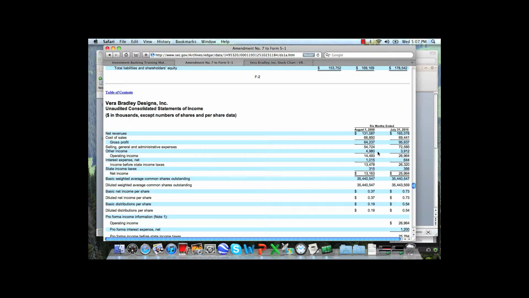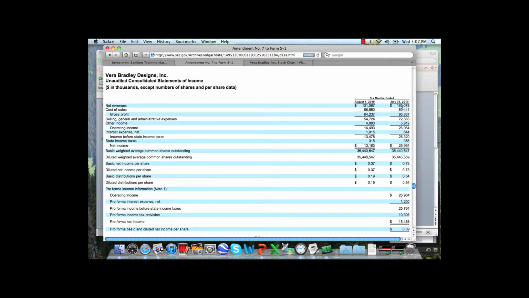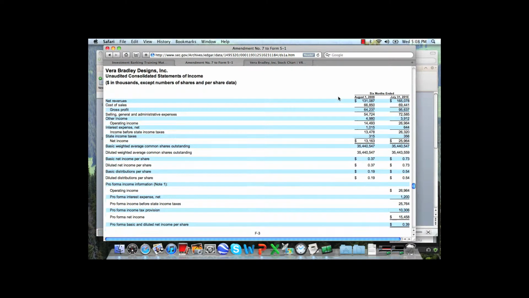Next, we're getting some income statement info, and they're giving us 6-month info through July. So we're going to use these two numbers, 2010 less 2009, to do an LTM calculation in our revenue line and also our EBITDA line. And you can see that the company is giving us pro forma for that change in the tax policy. You see the income tax provision of 10 million on 25, much more normal than seeing virtually no taxes.